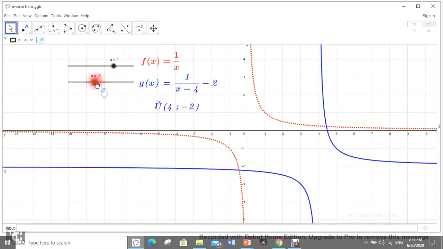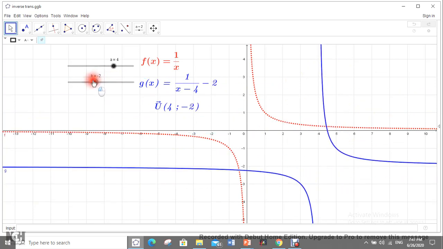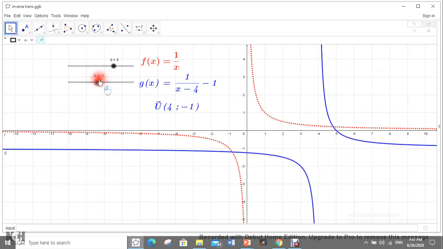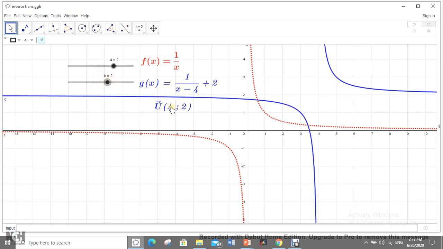And if you change the values of b, you can easily notice that the curve of g is still the same as the curve of f, but with a certain translation, and your mission is to find the translation vector correctly in order to draw the curve in a true way.